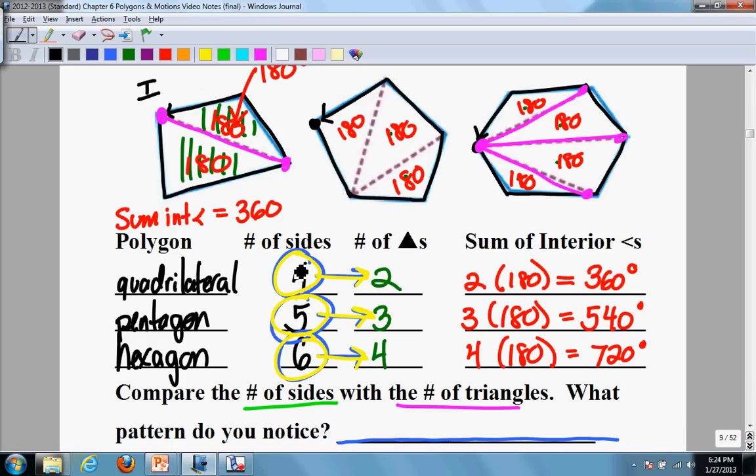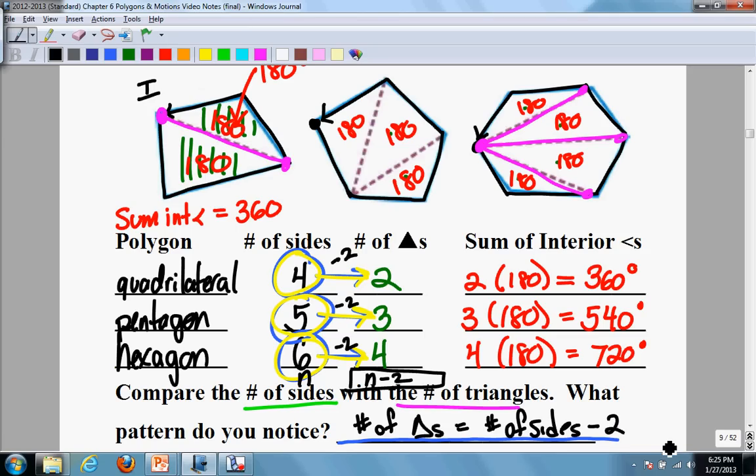Hopefully you notice this pattern. 4 to 2, the difference is minus 2. 5 to 3, minus 2. 6 to 4, minus 2. So if I had an n-gon, which means an unknown number of sides, the number of triangles would simply be n minus 2. It's really important you catch that. So what do you notice? That the number of triangles equals the number of sides minus 2.